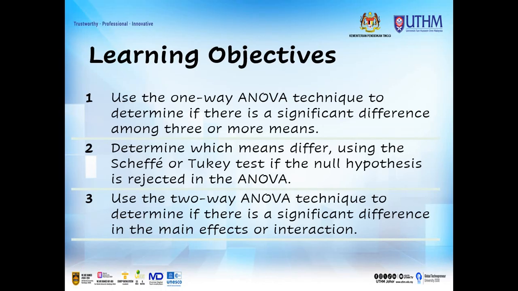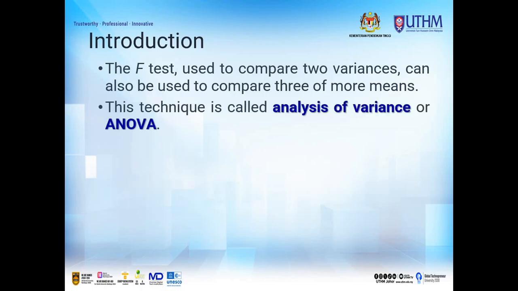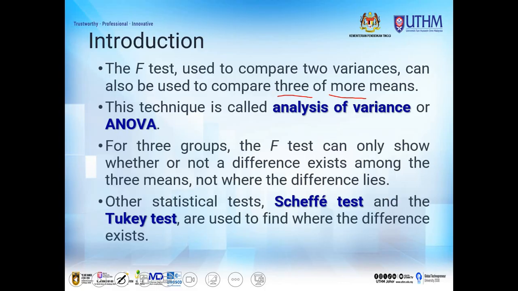Part 1 is one-way ANOVA. So as an introduction, the F-test is used to compare two variances. It can also be used to compare three or more means. Okay, so you guys can see here, we use it to compare three or more means. So this technique is called analysis of variance or ANOVA.